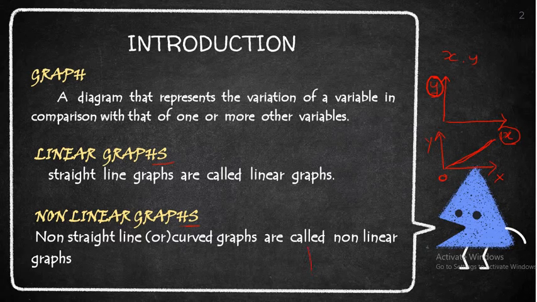Then what will be the non-linear graphs? The non-linear graphs are nothing but graphs which don't have a straight line. Instead of a straight line, you can see different curve patterns, like this or like this. Okay, these kinds of graphs are called non-linear graphs. I hope you have understood. Let's move on to the next.